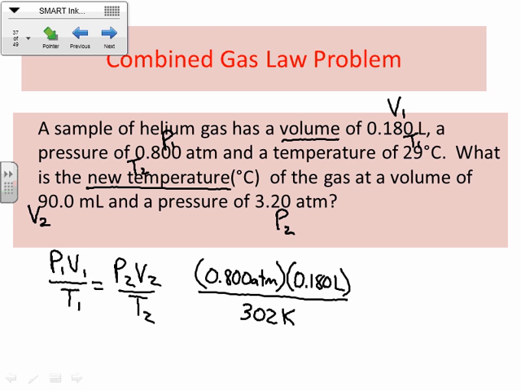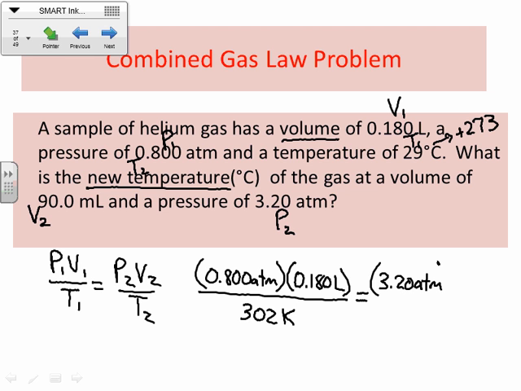Everybody okay with what I just did right here? So the 29 degrees Celsius, I basically added 273 to that to change it to Kelvin. That gave me 302, all right? You cannot put a Celsius temperature into a gas law problem. You just can't. It's got to be Kelvin, okay? All right. Now that's equal to P2. What's our P2? Pressure, so 3.20 atmospheres, right?